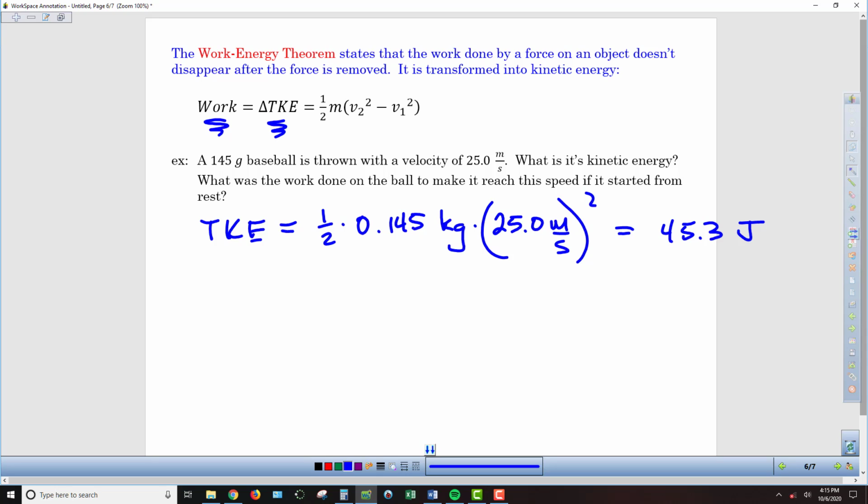And so then the question is, what's the work done on the ball to make it reach this speed? Well, if we look at our work energy theorem up above, our 25 meters per second is going to be the final velocity, and then our initial velocity would be 0. So the amount of work that's being done on the baseball is equivalent to the kinetic energy that the ball has once it reaches that peak speed. So our work in this case will be 45.3 joules. Obviously, if that initial speed was something other than 0, then we would have to do a new calculation.